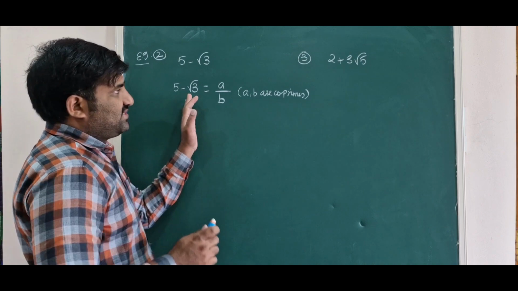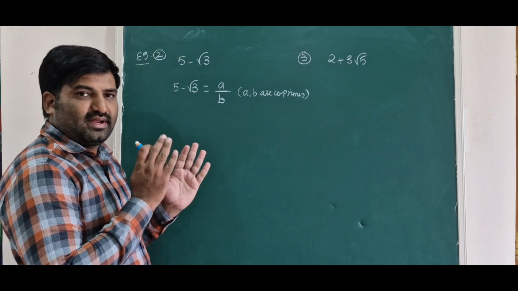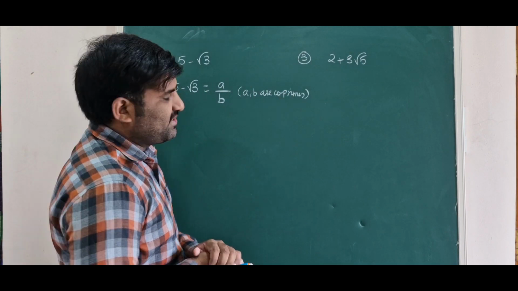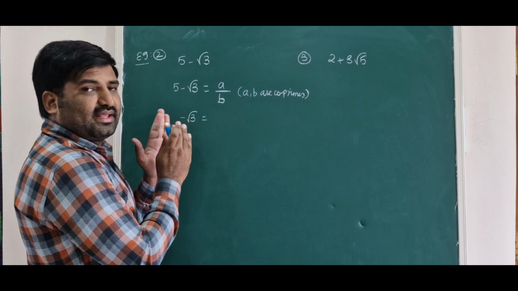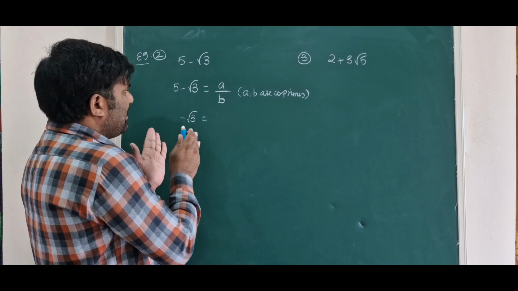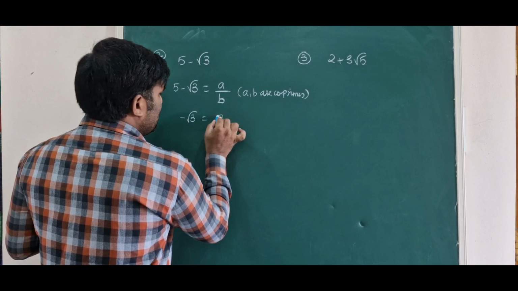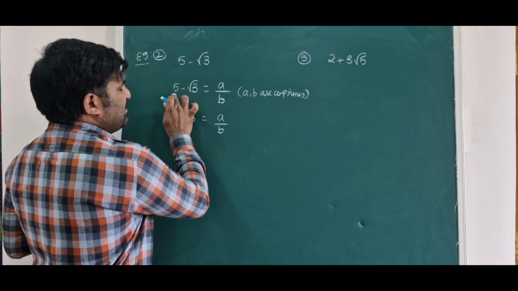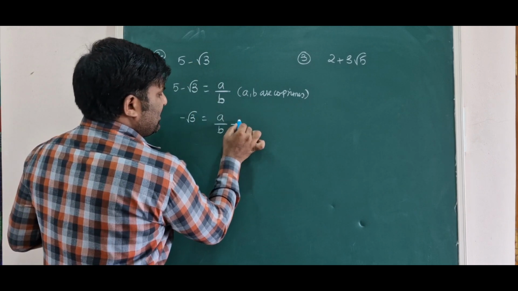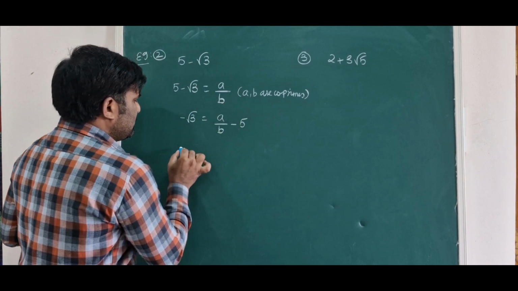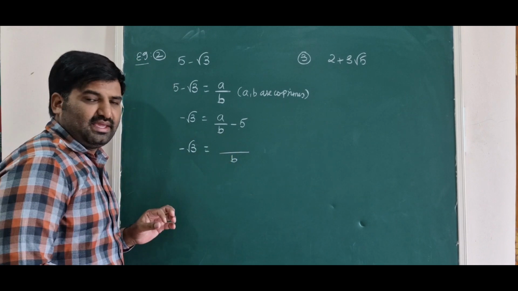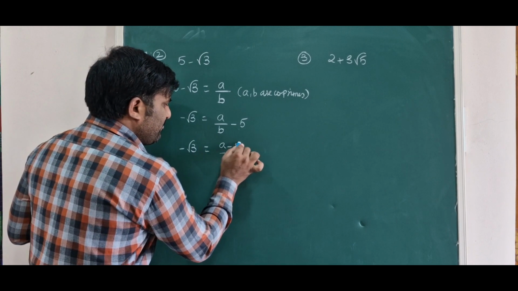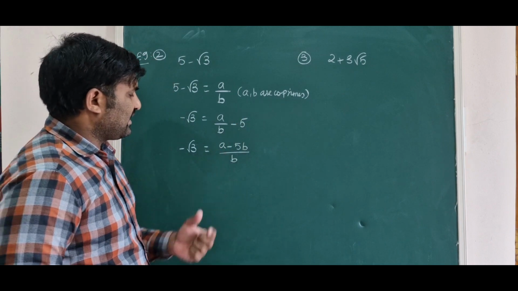In this question we want to write the irrational number in terms of other rational numbers. For that I am keeping the irrational number on one side. I am taking minus root 3 on one side, and the remaining rational numbers to the other side. So only one rational number we have, plus 5. This will go to the right side and become minus 5. Simplify it: take LCM, the LCM is b, so the right side is a minus 5b by b.